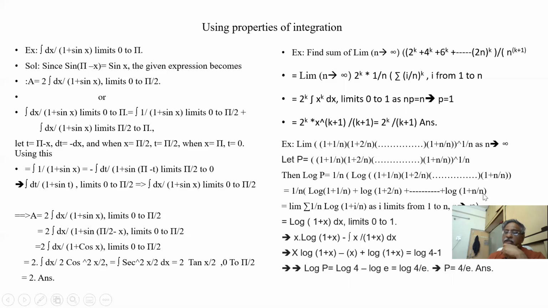If it is 4n by n, it becomes 4. If it is 3n by n, it becomes 3. So this is n by n, so the limit is 1. So this is the integration. When I do the integration, it is the integral of log of 1 plus x dx. Here integration is there.